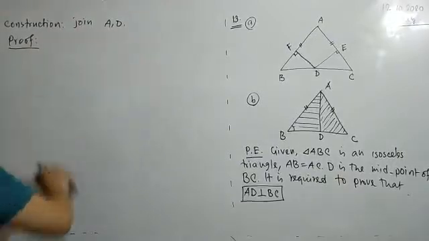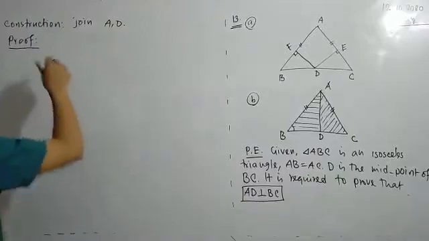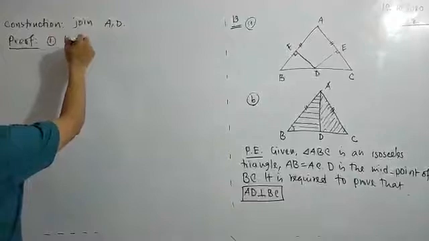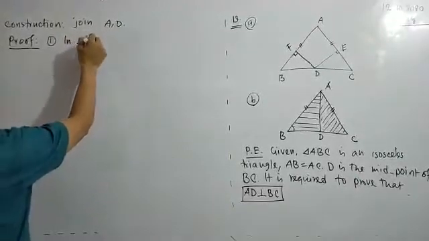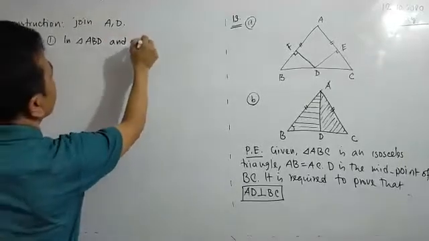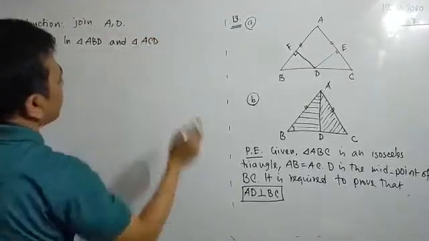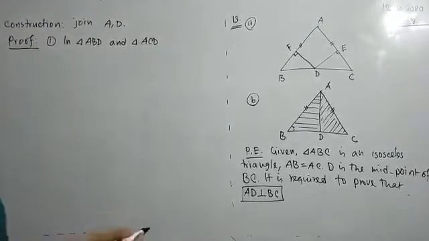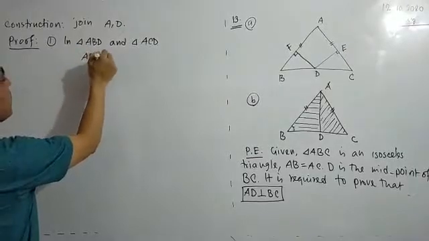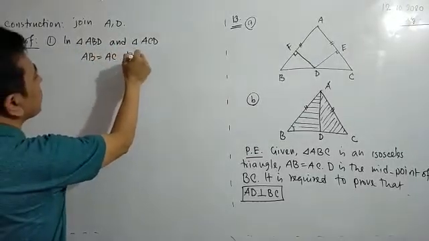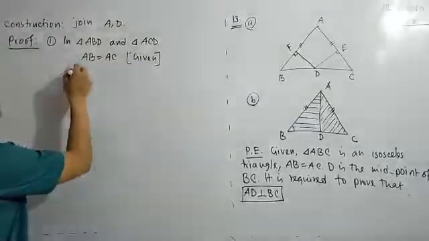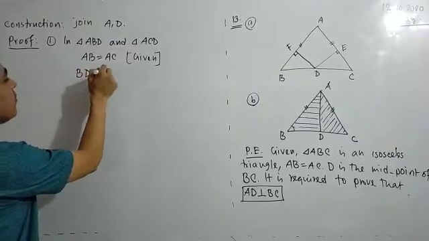So let's do it. First we are taking number 1. Both of these triangles we are taking: triangle ABD and triangle ACD. Both of these triangles we have taken. We have AB equals AC given in the question, so we can write given. And we can write BD is equal to CD.